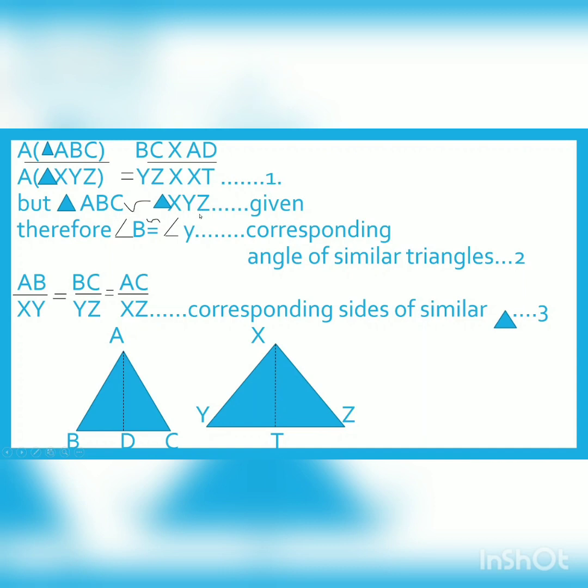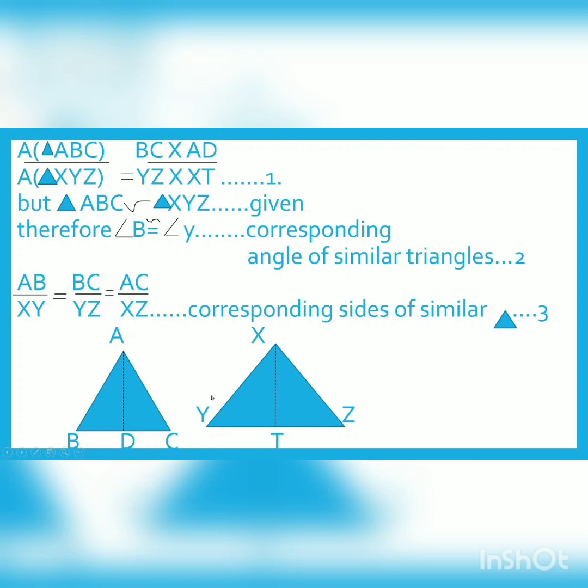ABC similar to XYZ. Then you can say the corresponding angles are also equal. So I write angle B congruent to angle Y. I take only one corresponding angle; you can write angle B equals angle Y, angle A equals angle X, angle C equals angle Z. The reason is corresponding angles of similar triangles. This is our equation number 2.